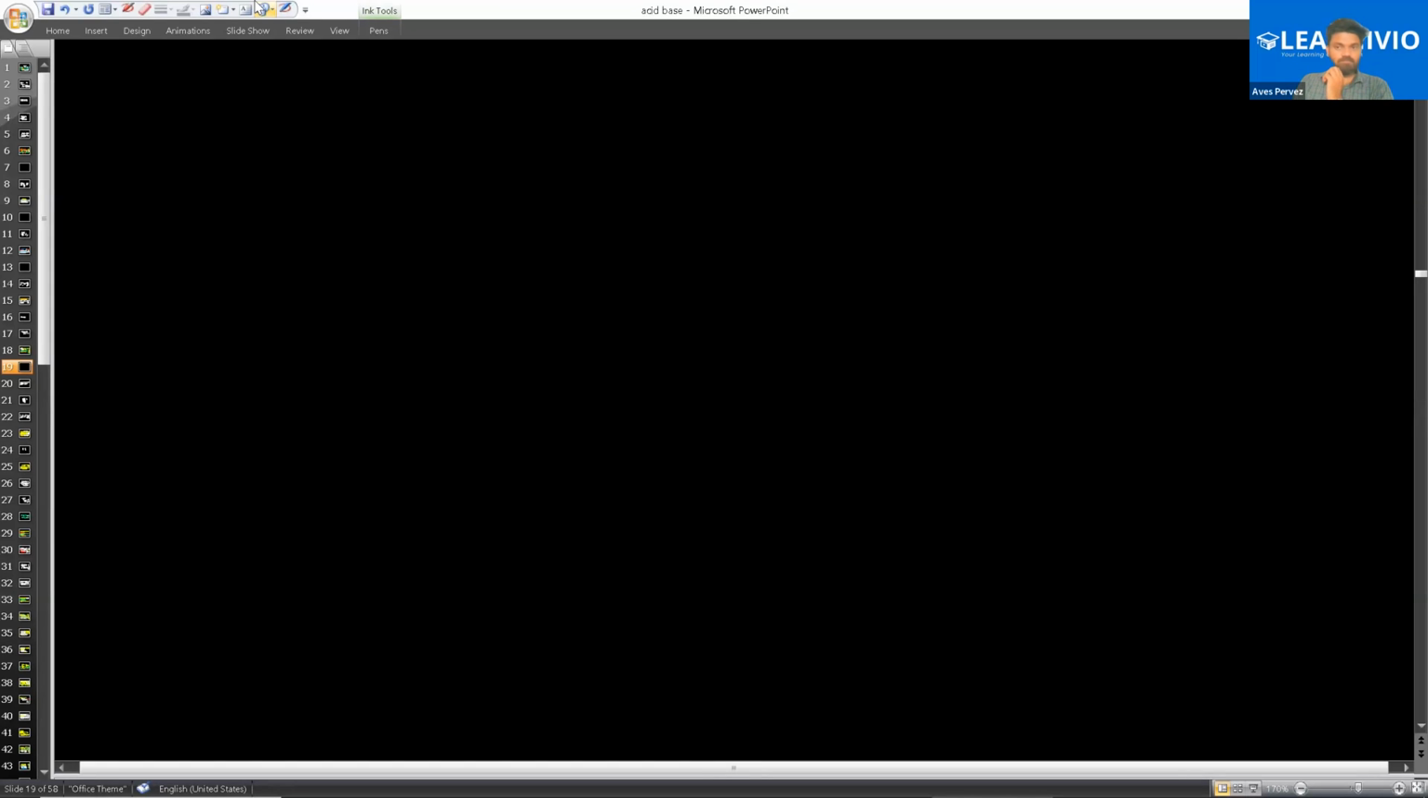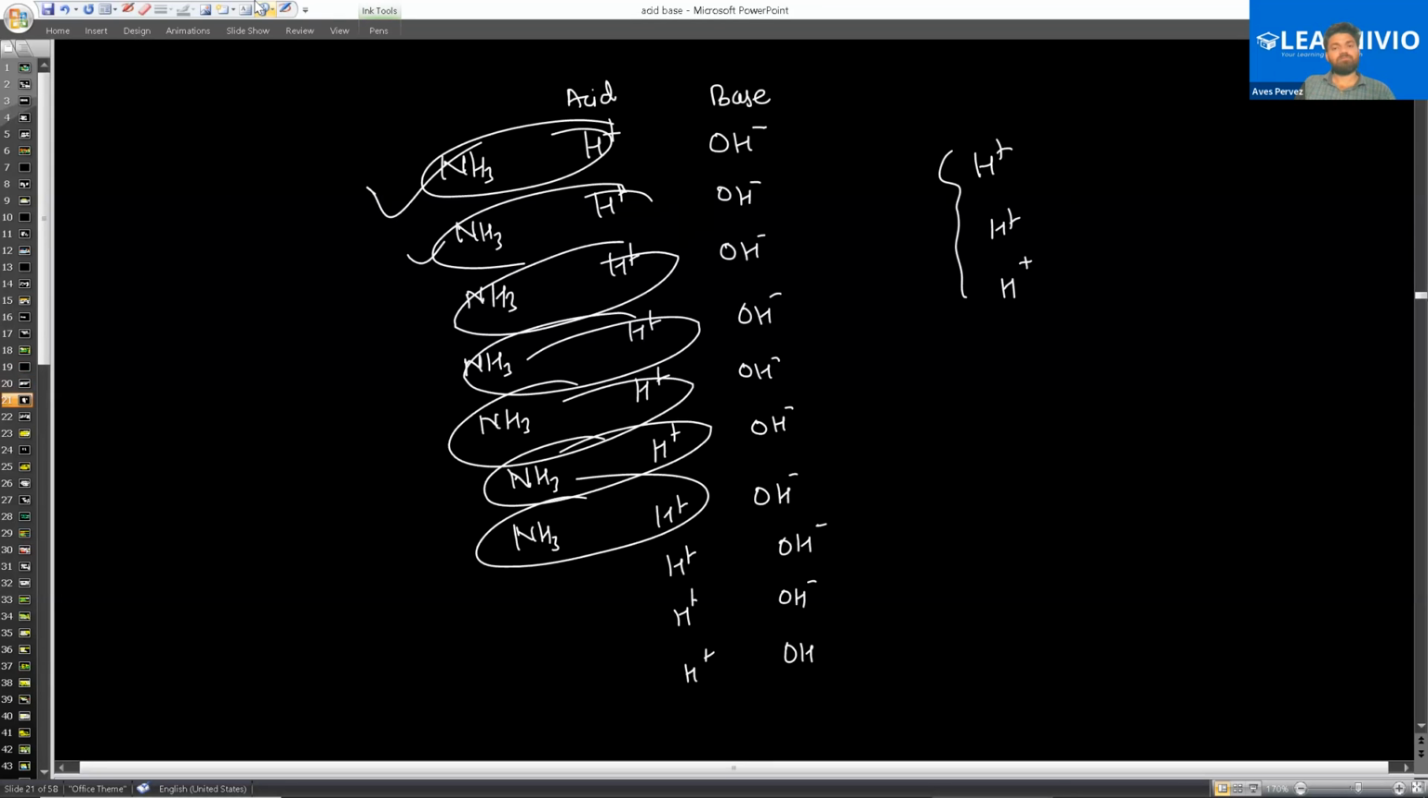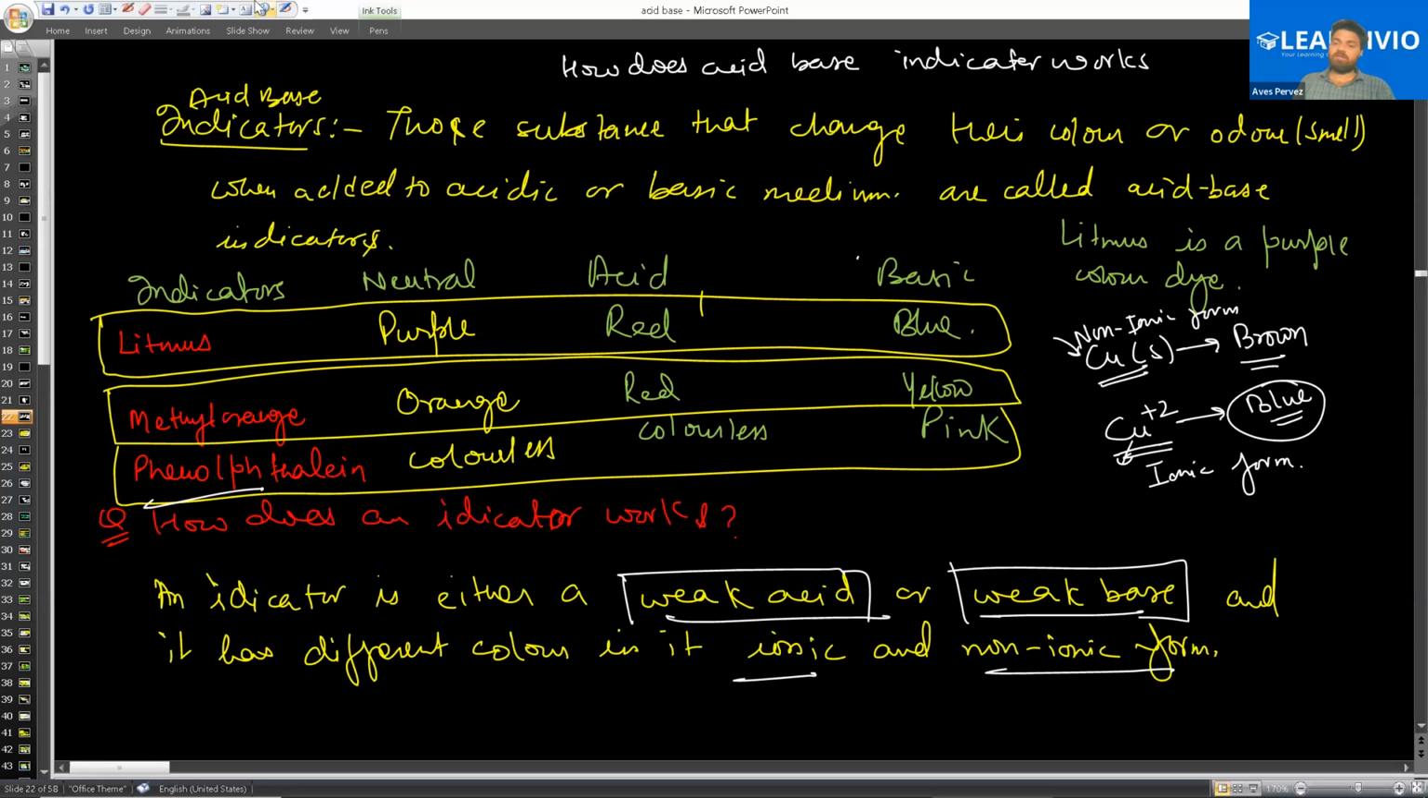I finished writing the answer. Next, we are talking about the acid-base indicators. So what are acid-base indicators? Acid-base indicators are those substances that change their color or smell in acidic or basic medium. Those that change their smell are called olfactory indicators, and those that change their color are called normal indicators.